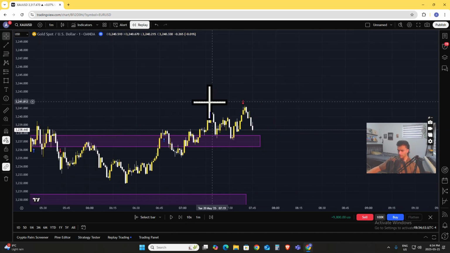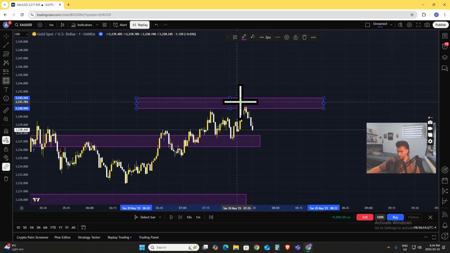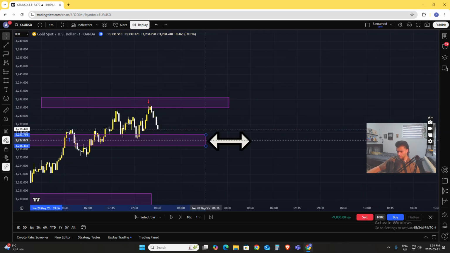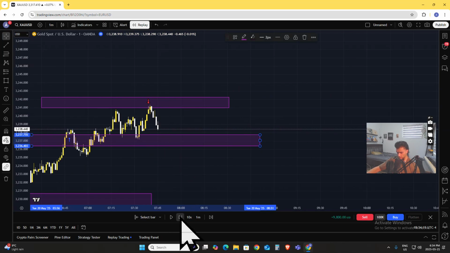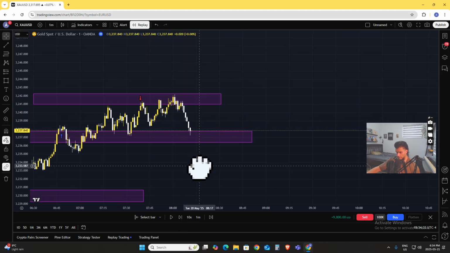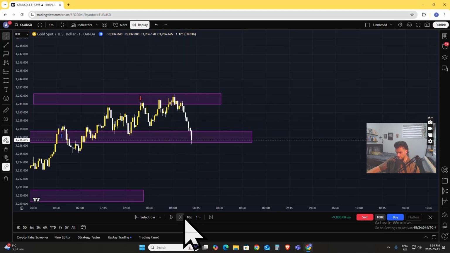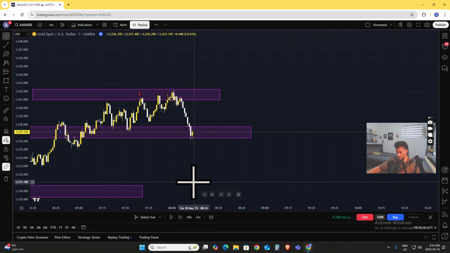So price is defining new market structure. I want to see if it can break these new highs. Or actually, no, I can probably test it at this support zone again right here. No, that's not valid in my opinion. I want to see an actual test. Alright, this should be good.